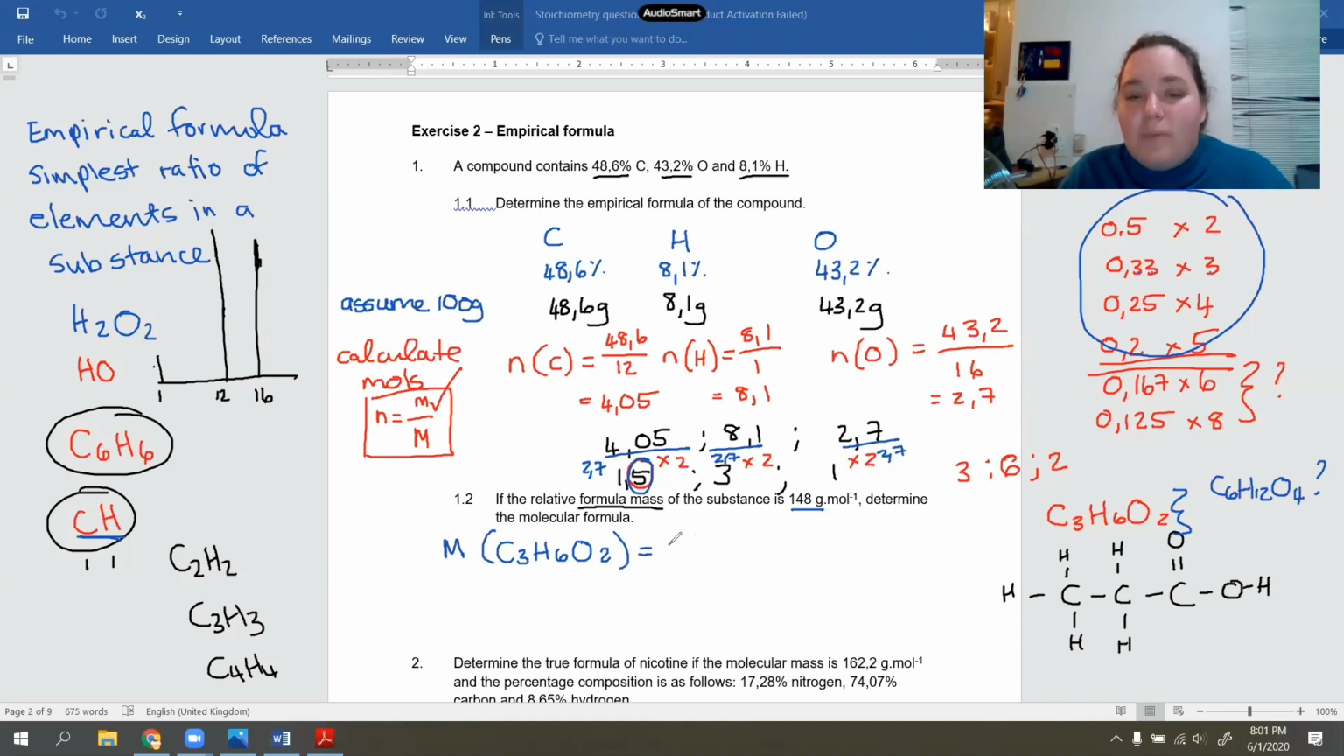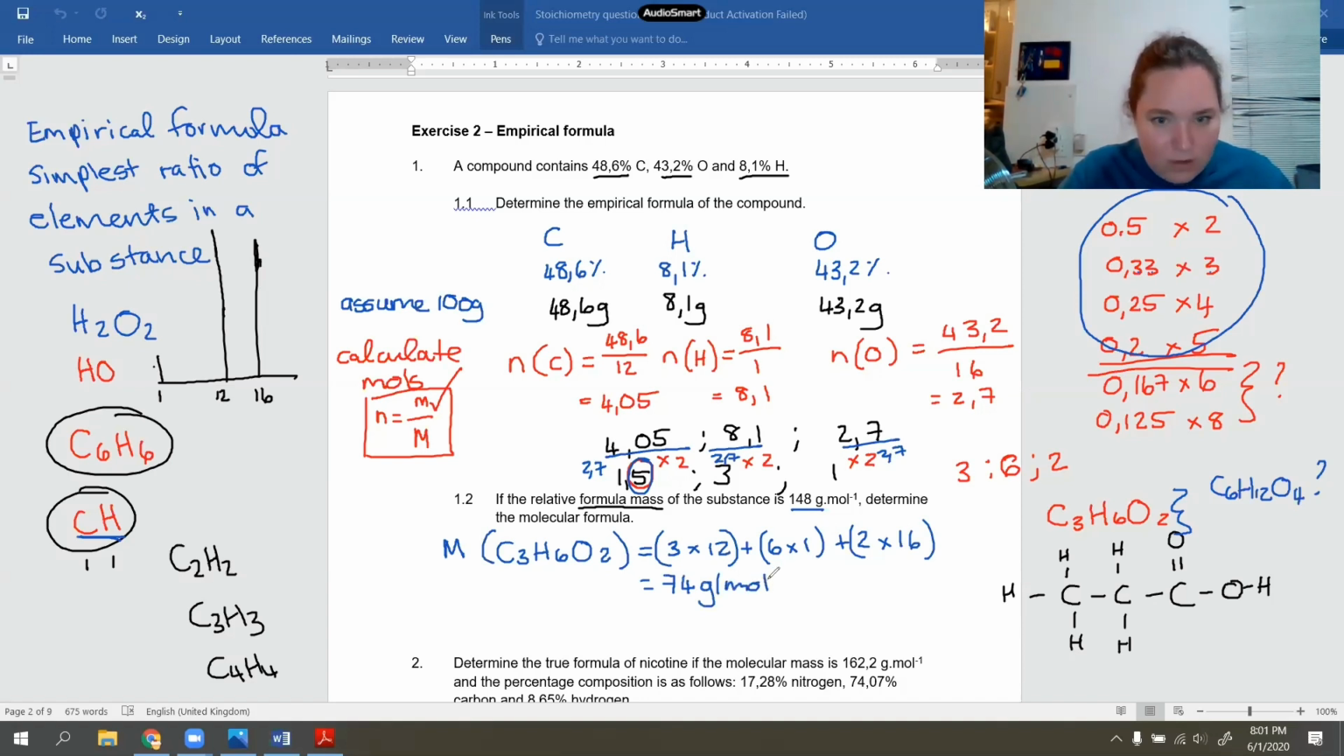So there are 3 carbons, so it's 3 times 12. Carbon's 12, look it up on the table. Here we've got 6 hydrogens, so it's 6 times 1. And then there are 2 oxygens, so it's 2 times 16. And if it's 3 times 12 plus 6 plus 32, we get that the mass here is 74 grams per mole. Did I do that right? 3 times 12 plus 6 plus 32.